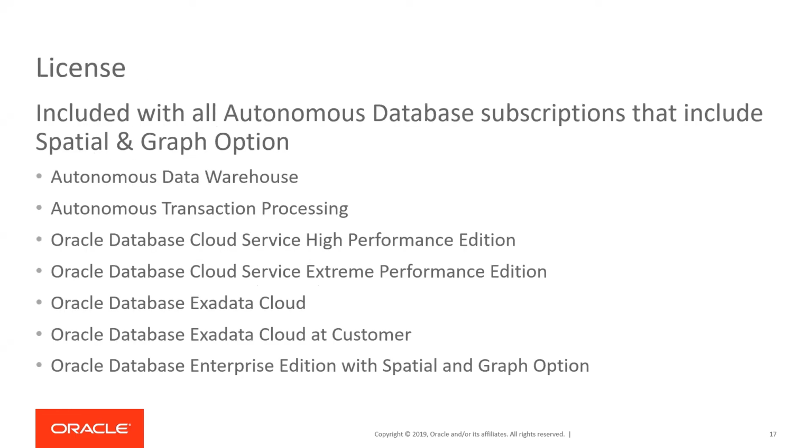Licensing. One thing I want to mention is Studio is included with all autonomous database subscriptions that include Spatial and Graph. So when we talked about the components page that were included with Spatial and Graph, Studio is one of them. There's no extra charge for it. It comes with the Spatial and Graph option if you're licensed for that. There are 6 subscriptions listed here that you can use Studio with, because the Spatial and Graph option is included in those subscriptions, as well as Oracle Database Enterprise Edition on-prem.